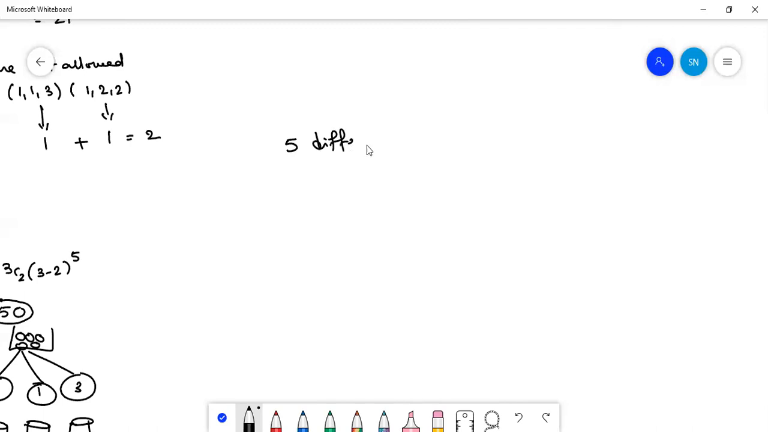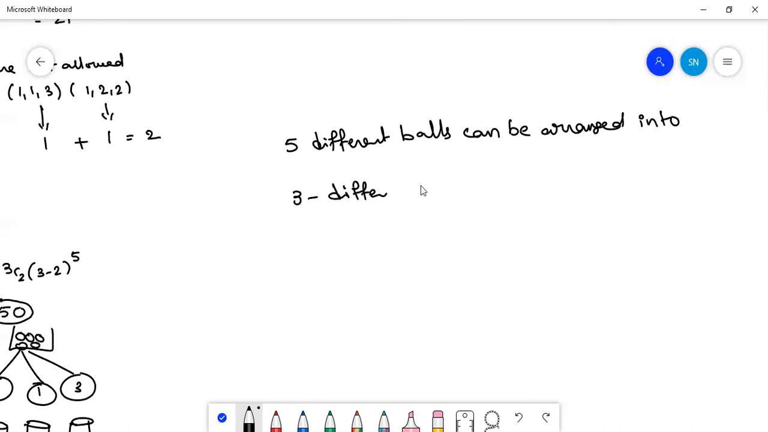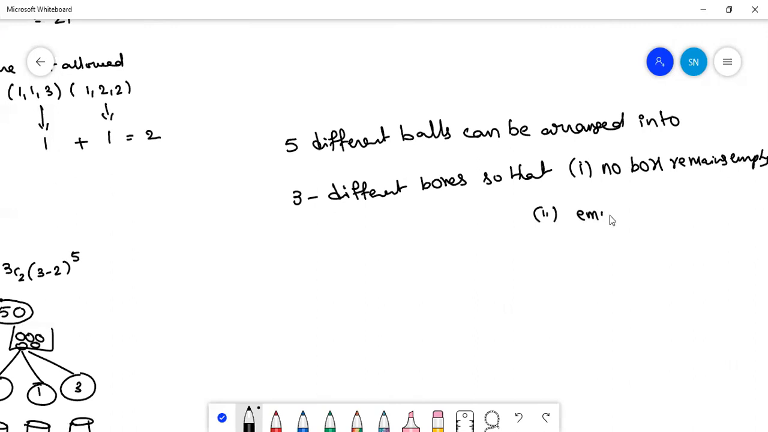5 different balls can be arranged into 3 different boxes so that no box remains empty. No box remains empty. Empty boxes are allowed. These are the 2 cases.